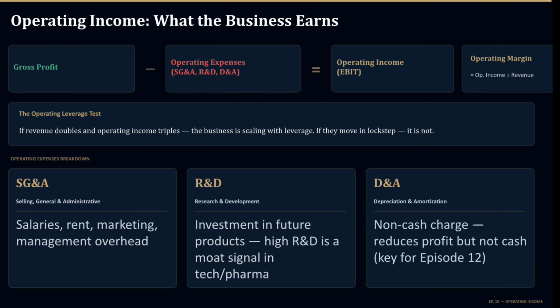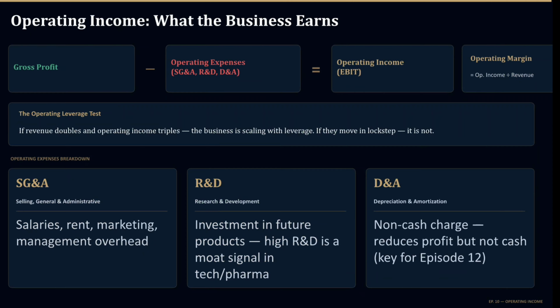Gross profit tells you how efficiently a company produces a product, but it doesn't tell you how efficiently the business is run. For that, we look at operating income. Operating income is gross profit minus all operating expenses, things like salaries, rent, marketing, research and development, and depreciation.